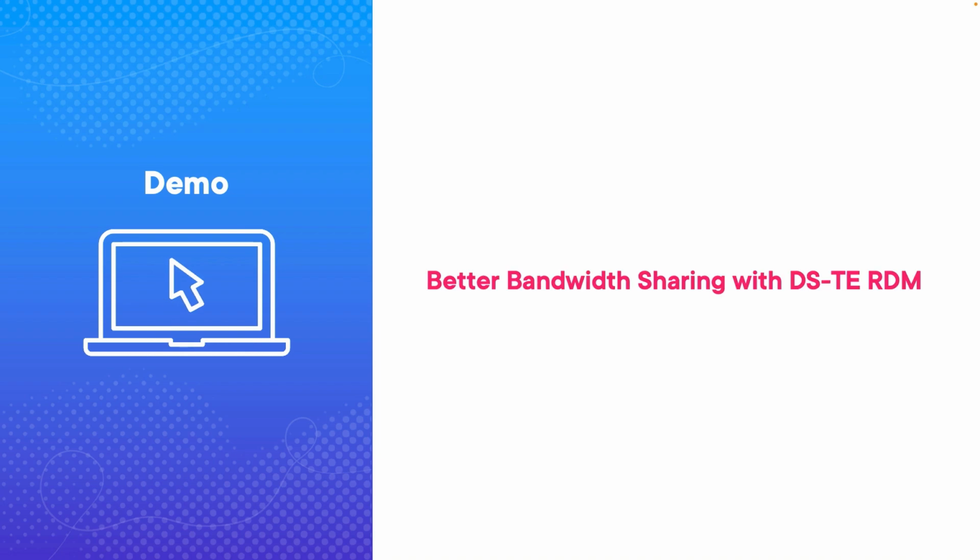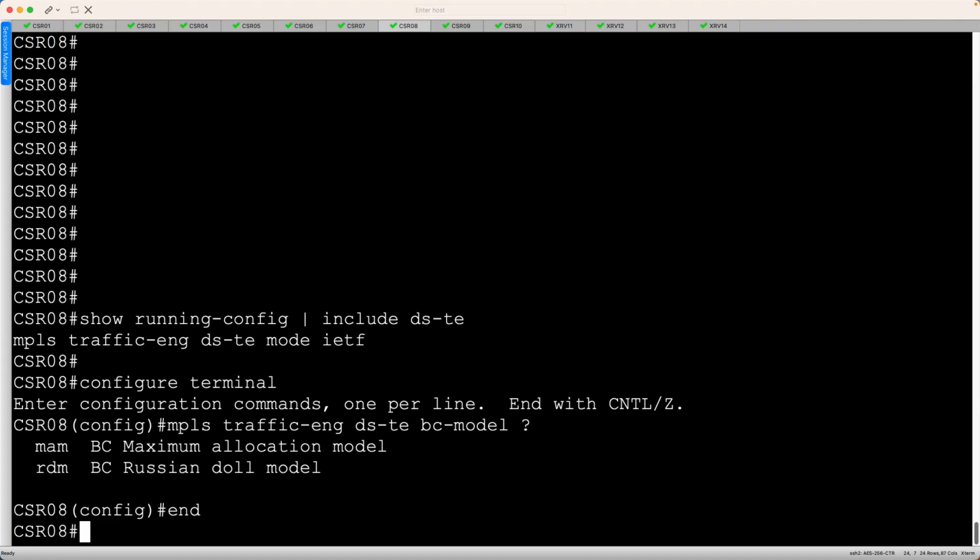Let's examine the first DSTE bandwidth constraint model, known as the Russian doll model, or RDM. RDM is the default BC model once you've enabled IETF DSTE on a router, which means it does not show up in the configuration. Next, let's configure pools on our interfaces.